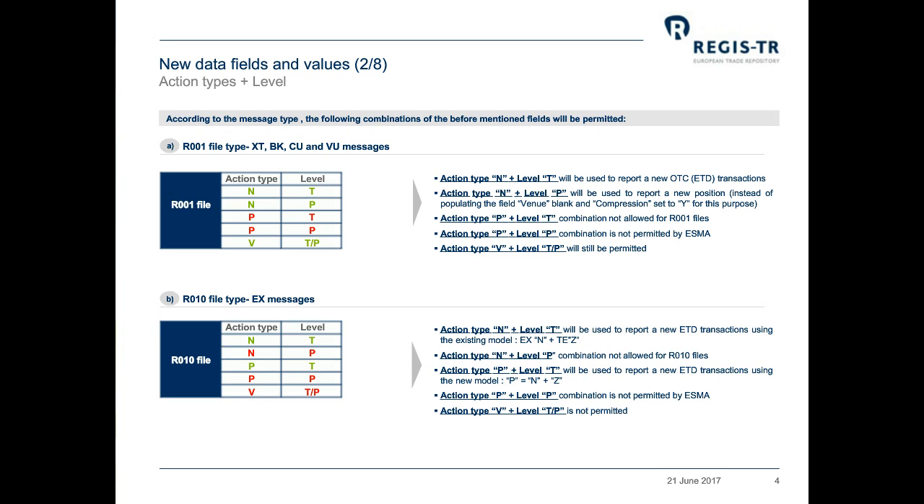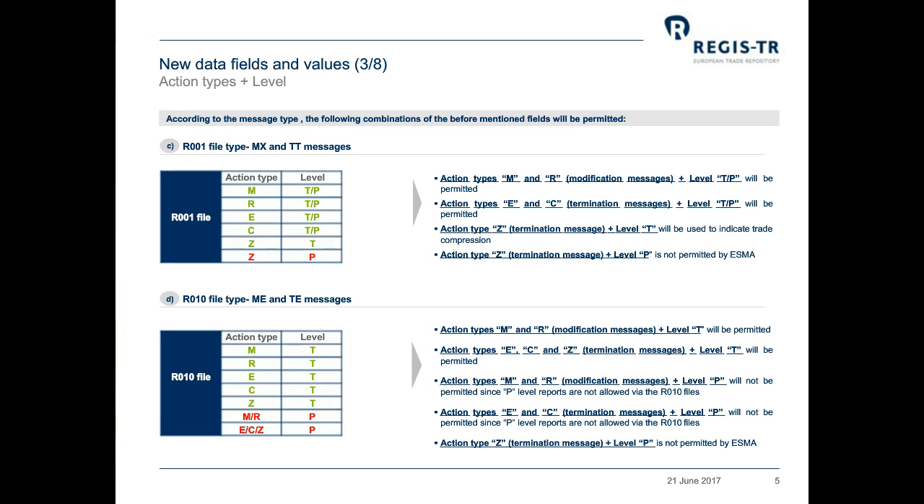Okay, this slide shows the current and the new way to report ETD transactions and positions. So again, currently the ETD transaction must be reported via EX messages with action type N plus a TE message with action type set. The final position is reported using an XP message where the field venue is left blank and the field compression is set to yes. After the implementation of the revised technical standards, this way of reporting the transaction will still be permitted. However, the new field level P shall be populated in the EX message.